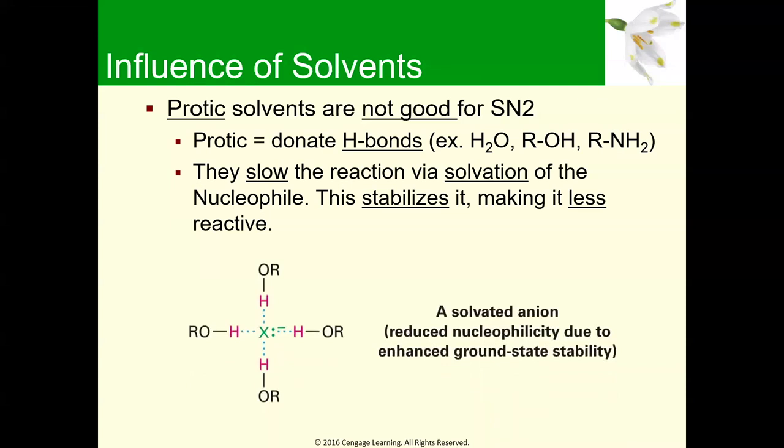Okay, this is just a diagram, what we mean by that solvation process, where the solvent, in this case, would be an alcohol, ROH. These ROHs are the solvent. And so if they donate hydrogen bonds to your nucleophile, then that nucleophile is going to be less reactive. Okay?